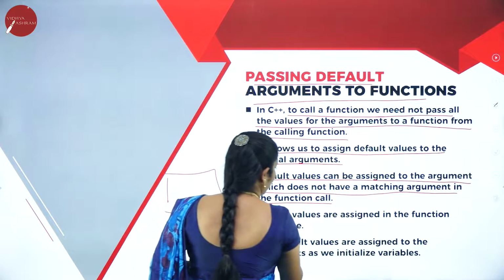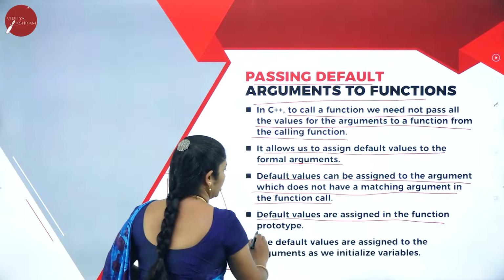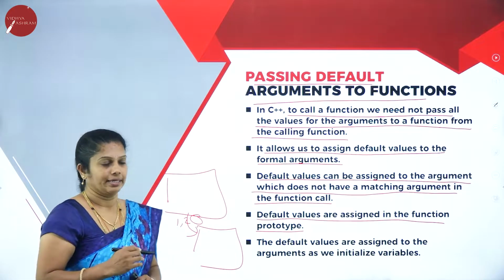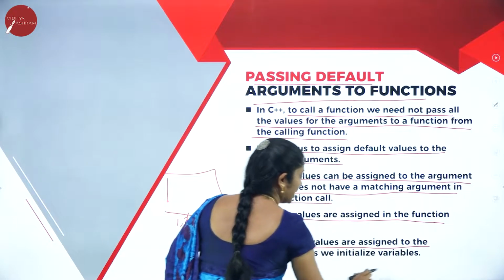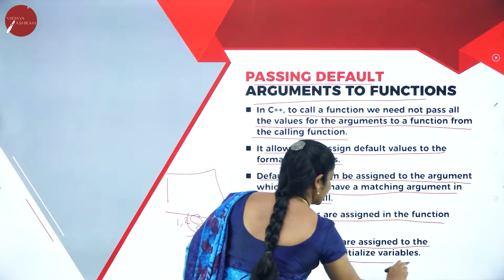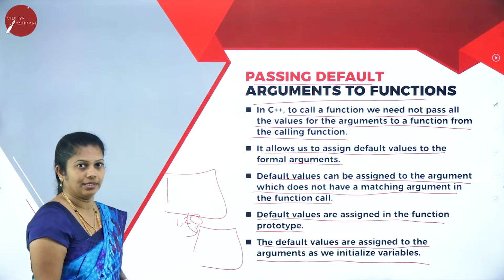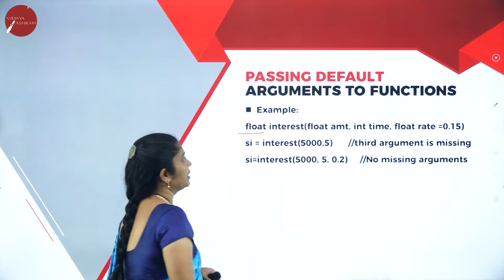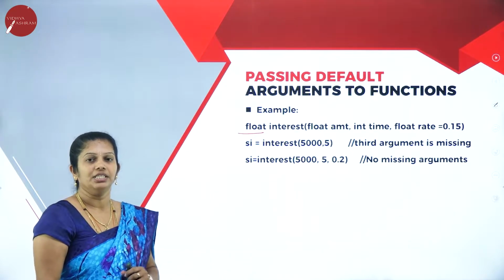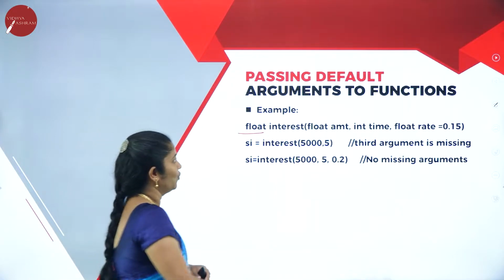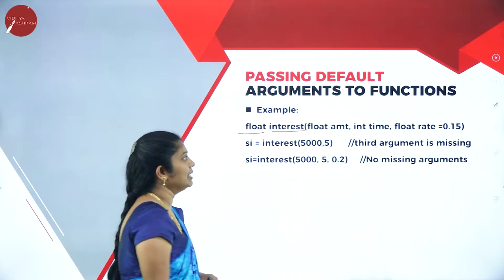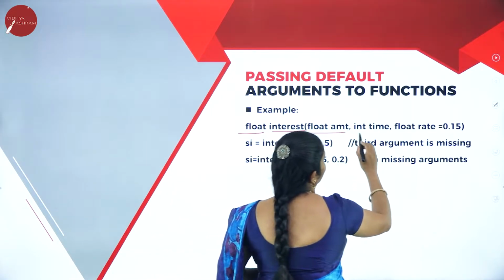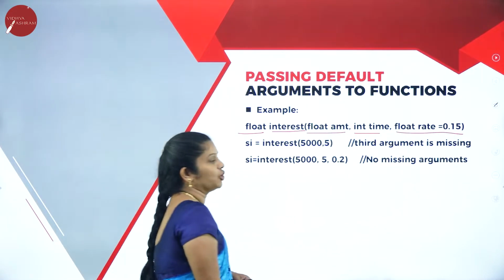Then here, the default values are assigned in the function prototype. Prototype is nothing but declaring the function before using it. The default values are assigned to the arguments as initialized variables. We'll explain that with one example. Consider we have declared the return type as float. After calculation, it has to generate the result in float format, and the function name we have given is interest. In this, we have 3 arguments: float amount, int time, and float rate equals 0.15.